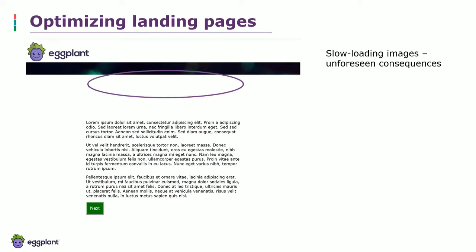Getting images wrong can also have some unforeseen consequences. For example, if you're relying on the image to provide contrast for white text on a dark background, and you've forgotten to set a dark background color as a fallback, then a slow loading image could mean people miss your offer entirely.